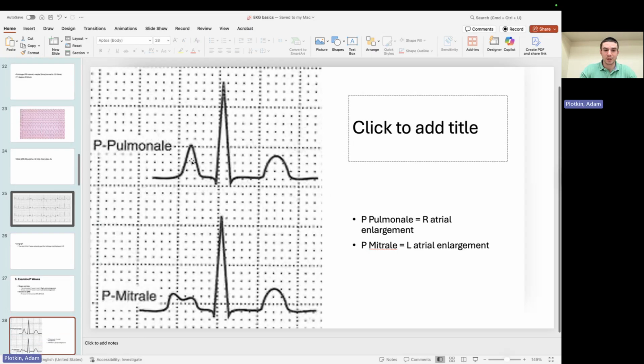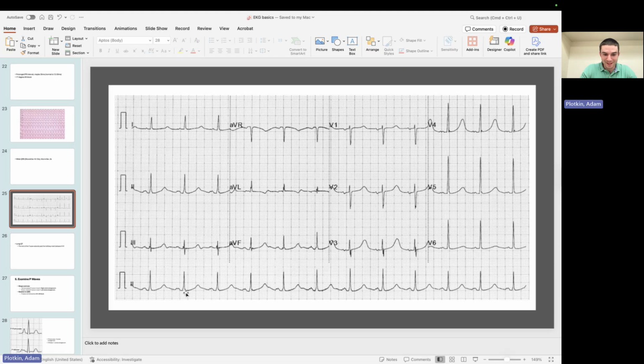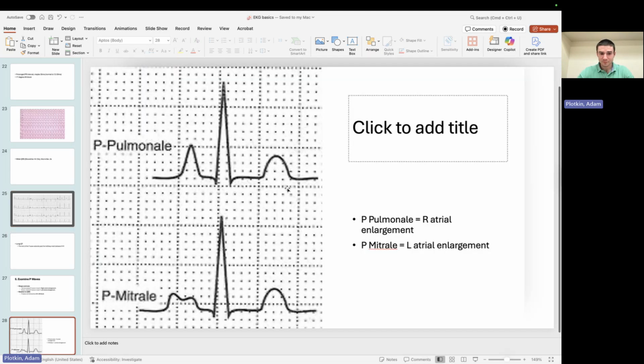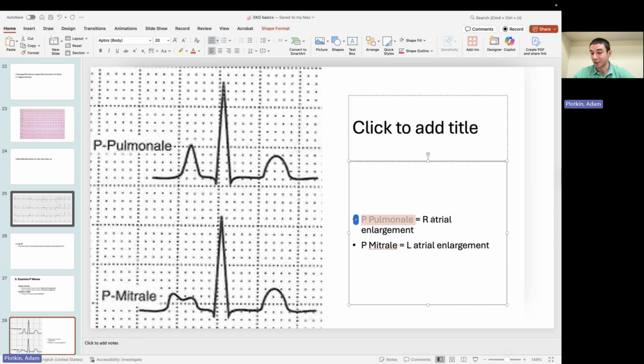So I have a nice picture for you here. Here's a good example of these nice, small little P waves, beautiful. Look at this P pulmonale. Wow, look at how tall and peaked that is. Usually we look at lead 2, you could get away with looking at lead 3 as well. But P pulmonale tells me we might have right atrial enlargement.